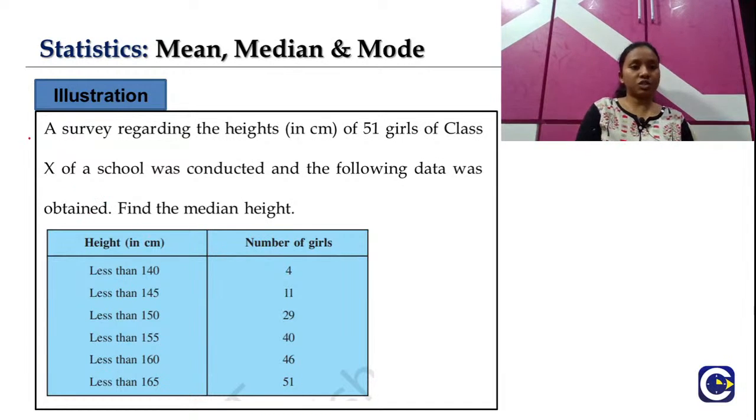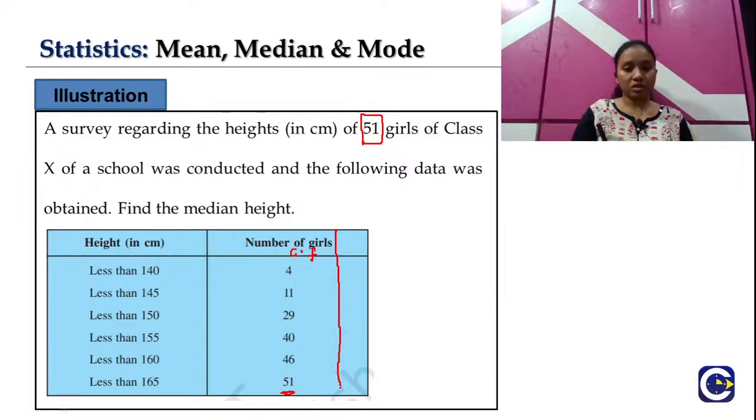So let's read the question. A survey regarding the heights of 51 girls of class 10th of a school was conducted and the following data was obtained. Find the median height. So here the heights of 51 girls have been measured in centimeters. Less than 140, 4 girls; less than 145, 11; less than 150, 29; less than 155, 40; less than 160, 46; and less than 165, 51. Which means you can identify that the given frequency here is nothing but the cumulative frequency.